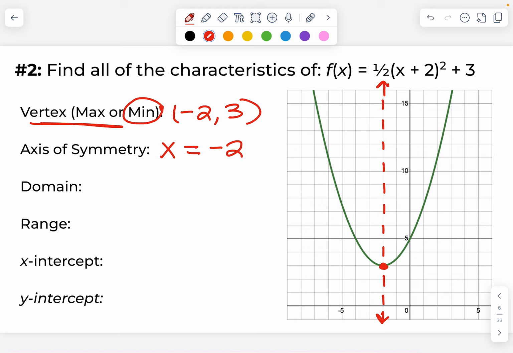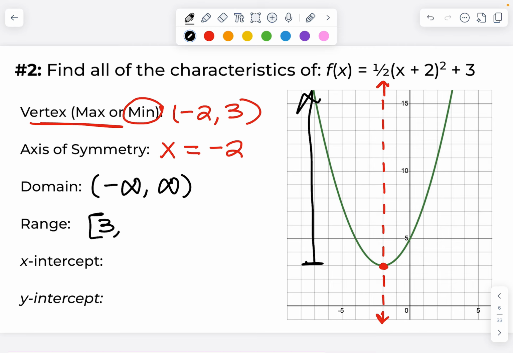My domain, remember, is always all real numbers. My range, again, for this one, I told you, is always going to include the y value of my vertex. In this case, I'm starting at the y value of my vertex because that's my minimum, and I'm going from 3 up to infinity. So that is my range, and again, this 3 is part of that range.